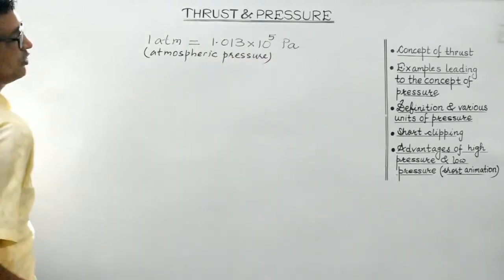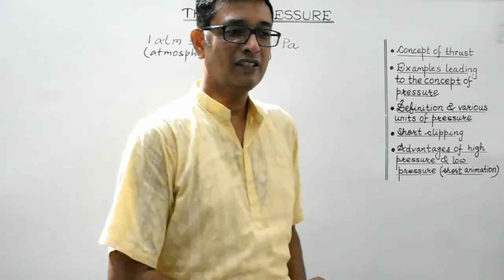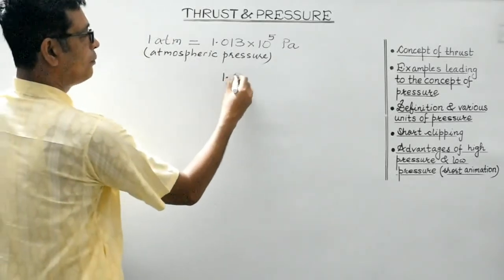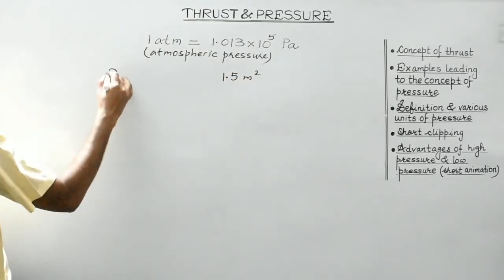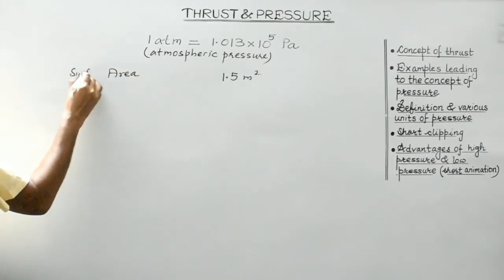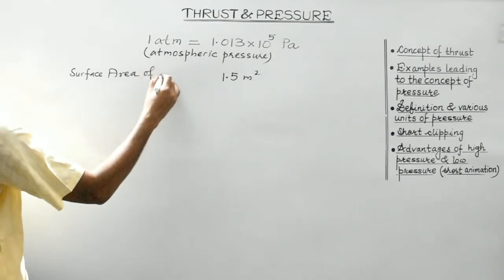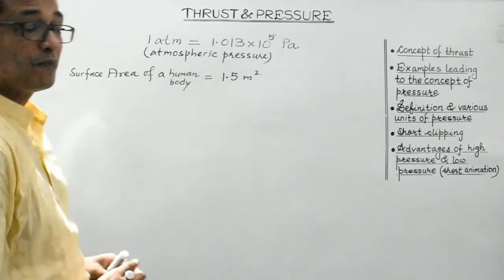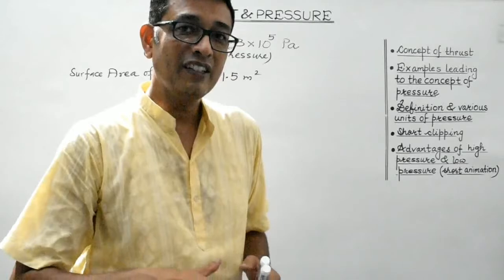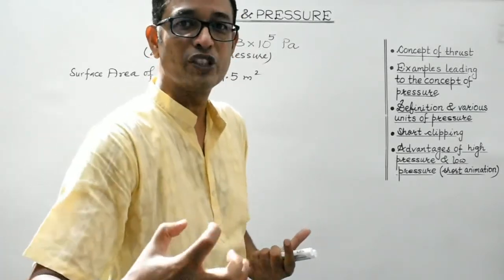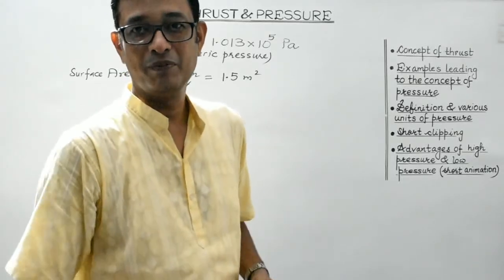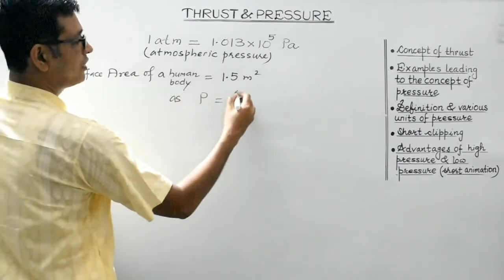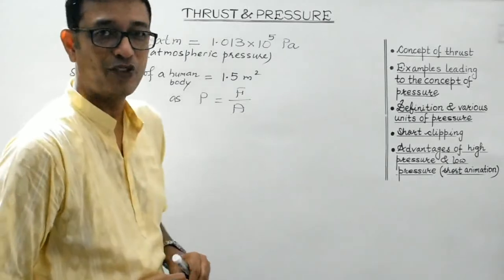This is atmospheric pressure. Now, the surface area of a normal adult human body is about 1.5 meters square. So due to the atmospheric pressure, what is the force being exerted on the human body by the gas surrounding us? We know that pressure is force per unit area. This is the formula, isn't it?